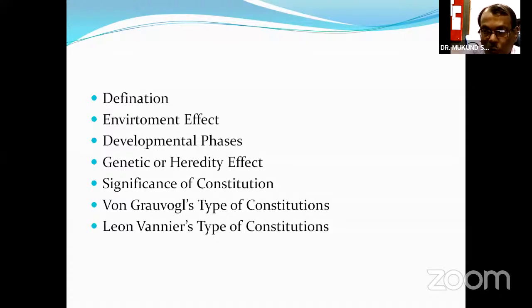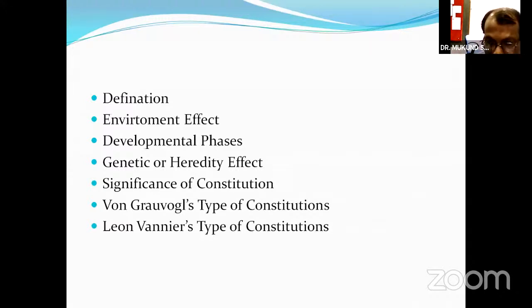There are a total of 23 pairs of chromosomes, out of which one pair is called the sex chromosome, which will determine the sex of the person. If it is XX, then there will be a female child, or if it is XY, then it will be a male child.